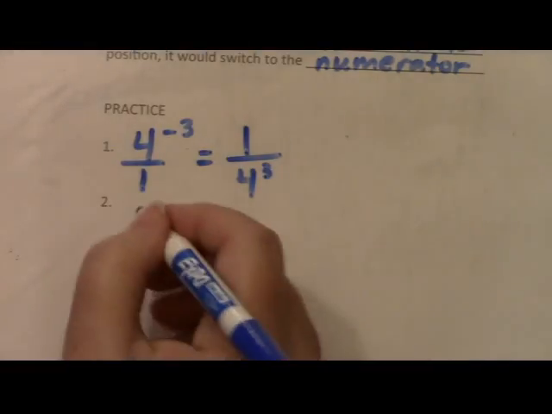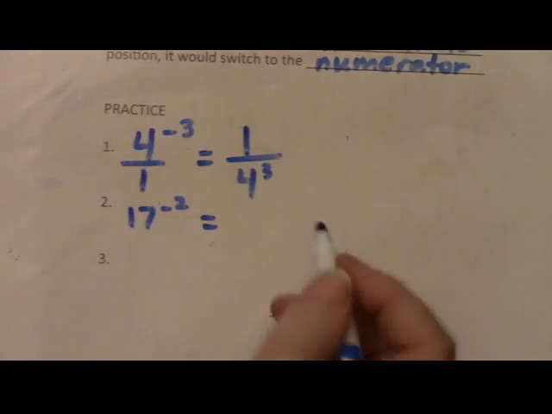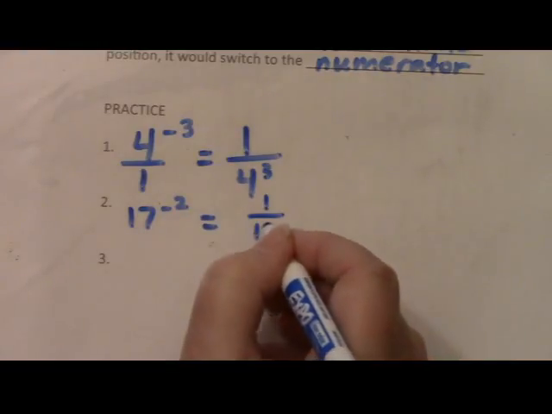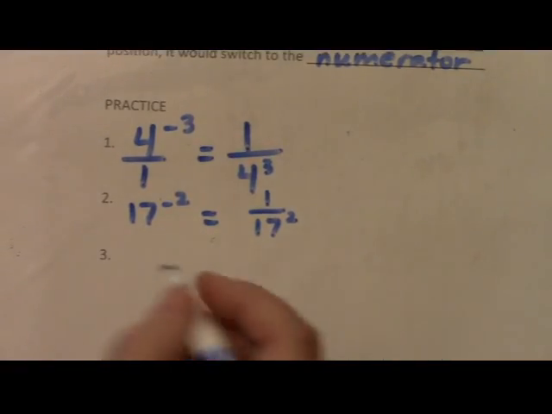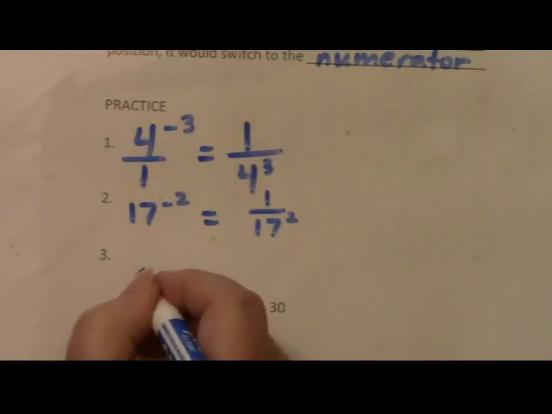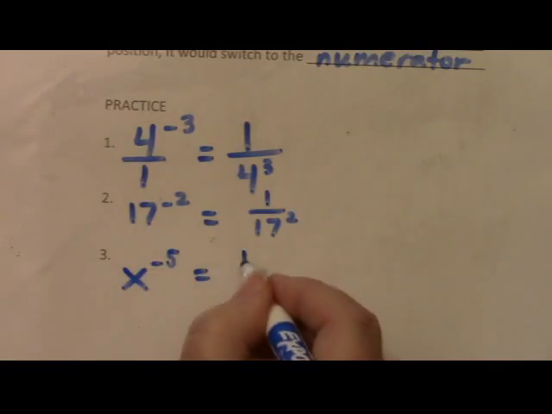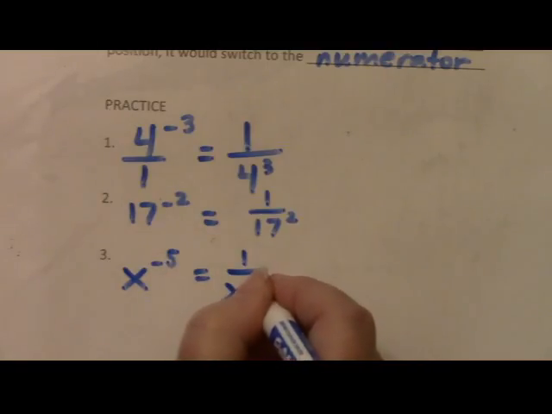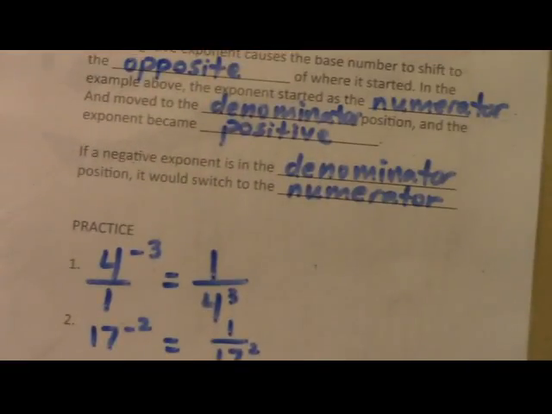So let's look at another one. What if we had 17 to the negative 2? That's going to equal 1 becomes the numerator, 17 moves below, and the negative 2 becomes positive. Our third example, what if we had x to the negative fifth? x is going to move down to the denominator, and our negative 5 is going to become a positive 5. So those are the general rules.